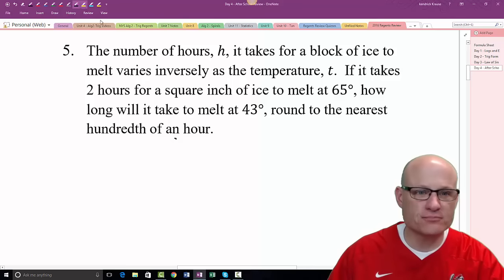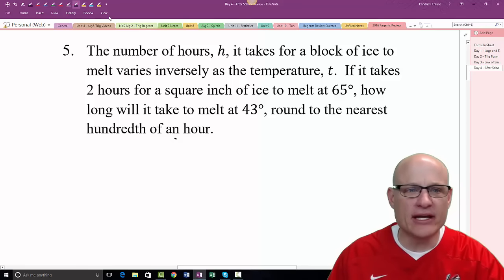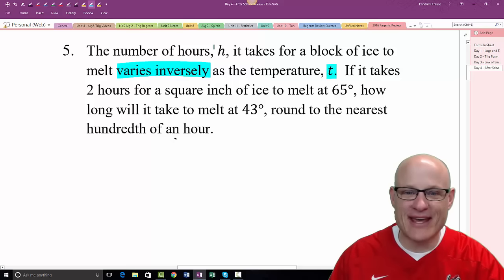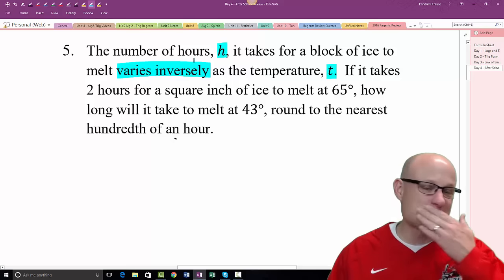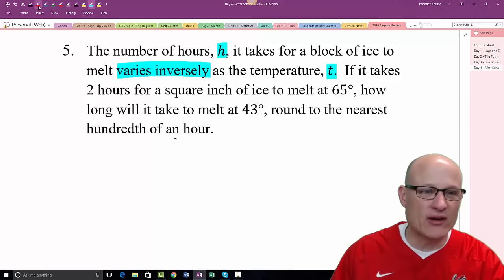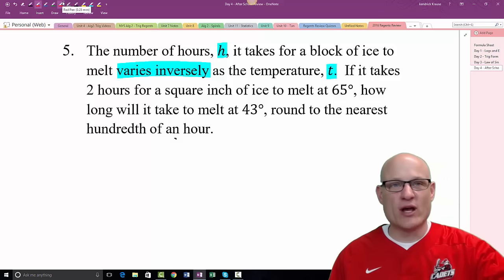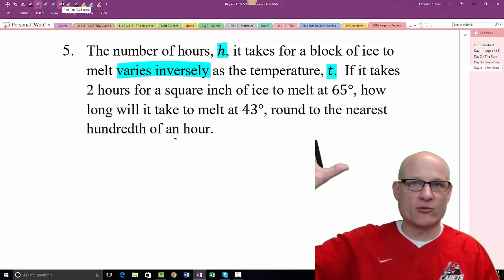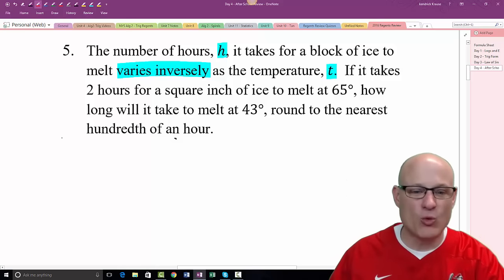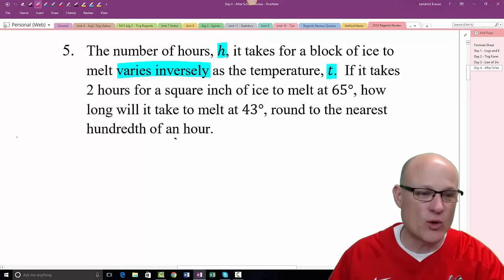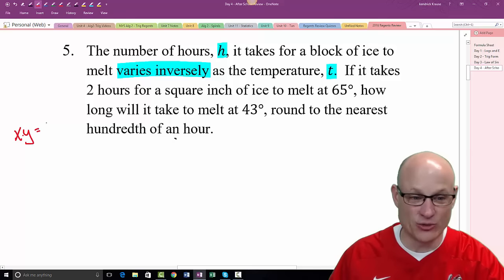All right. The number of hours H it takes for a block of ice to melt varies inversely as the temperature T. So we have H and T. So here's the thing. As soon as I see these words varies inversely, I know as one goes up, the other one goes down. As one goes down, the other one's got to go up. But all it does is satisfy the equation xy, or x times y, is equal to x times y.